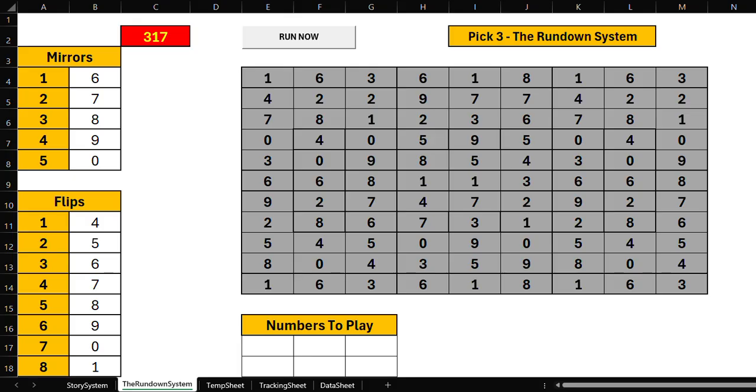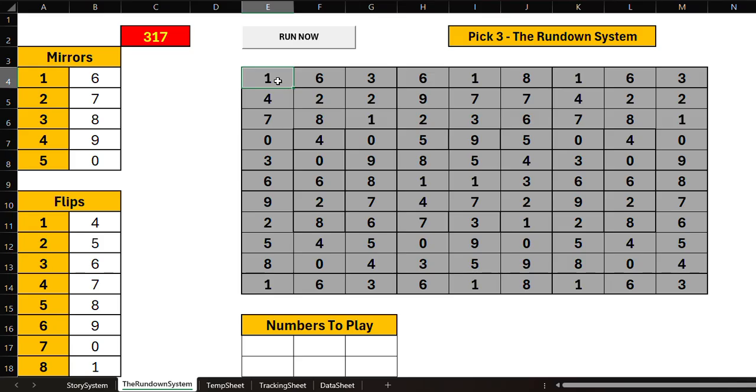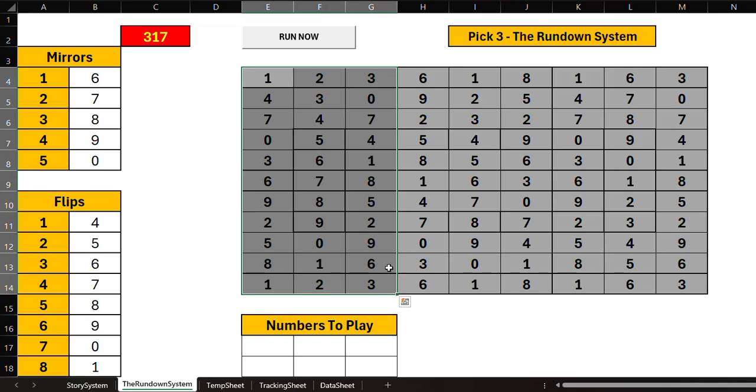But with this, I treat this as a roadmap. A lot of times people say Pick 3, so what they'll do is they'll just write down the number, and then they'll do a rundown on it, right? So when you do a rundown, it gives you the whole thing. This is what it is. If you were to enter 1, 2, 3 in this box and hit this button, this 1, 2, 3 rundown appears, right?